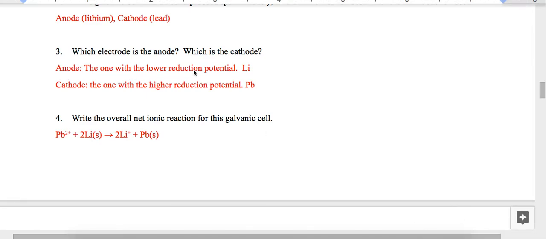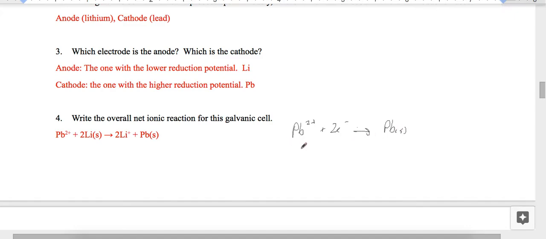The anode is the one with a lower reduction potential. That's going to be lithium, so that's the one that gets oxidized. The cathode gets reduced. That's going to be the lead. So if we have lead being reduced, we end up with Pb2+ plus 2 electrons gets us to Pb solid.